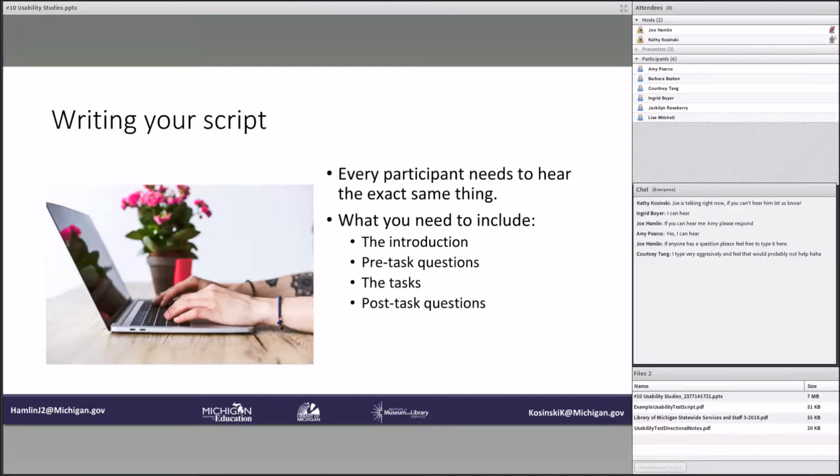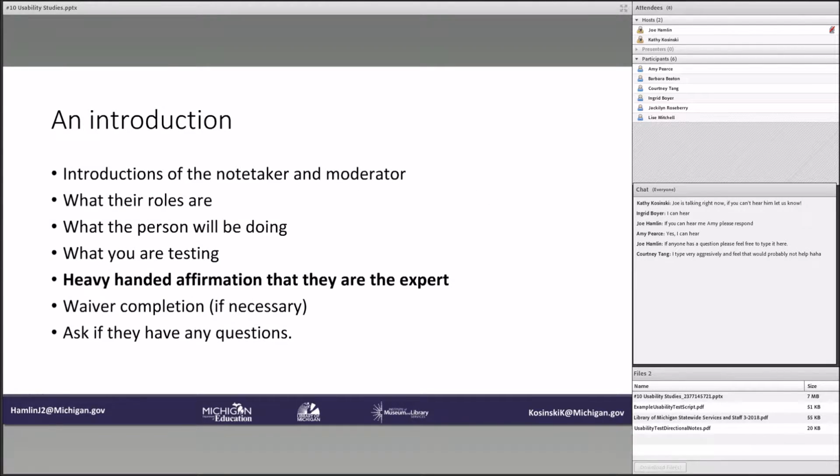And what you need to include in this is an introduction, pre-task questions, ultimately the tasks, and then post-task questions. And I have included in one of the files here, you can see it on the bottom right, an example usability test script. Feel free to download it. I didn't do multiple tasks or things like that, but it's just to give you a brief idea of what we're doing, for example, with this self-checkout example. There are also further example test scripts, which is my tongue twister of the day, on usability.gov. So that's a fun thing to look at.